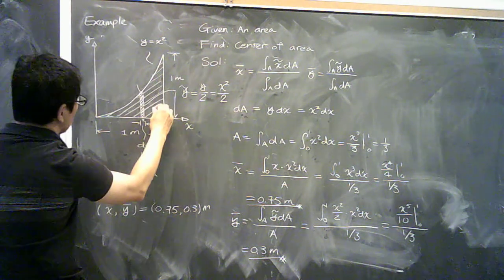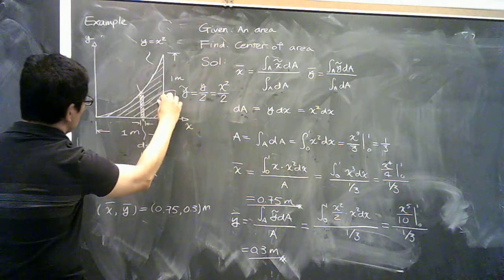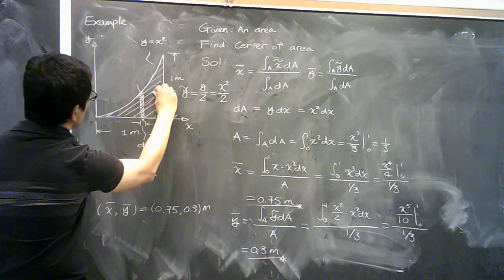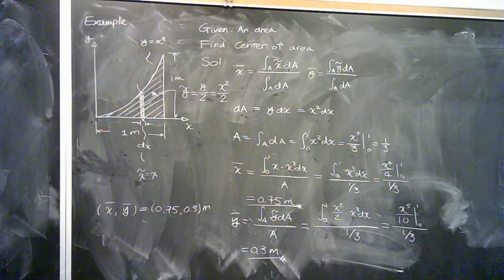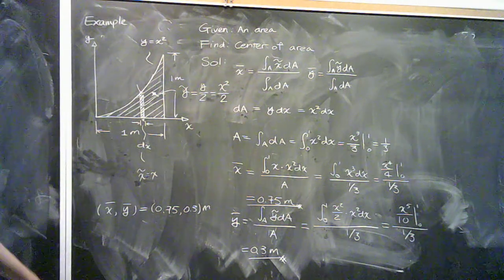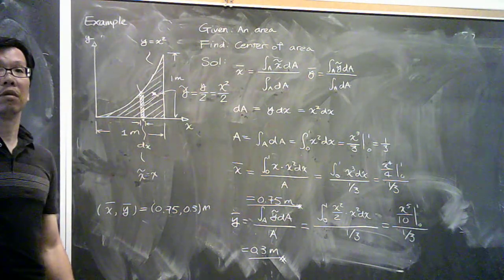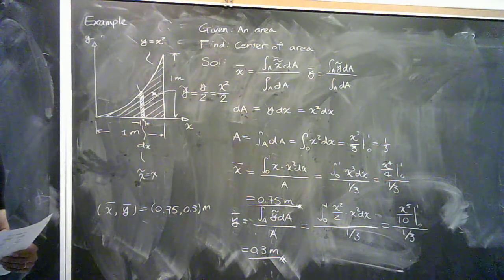Should be around somewhere here. So it should be somewhere here. The center of gravity is going to be somewhere around this place. Does that make sense to everybody? Is that clear?